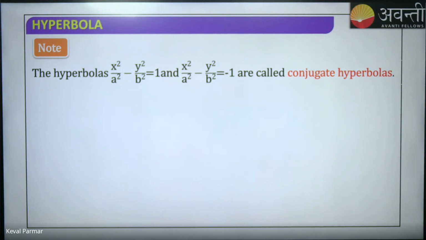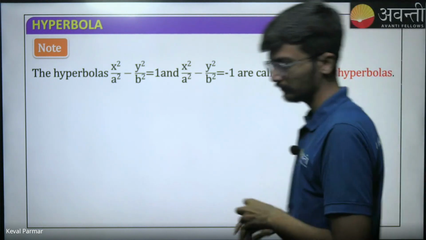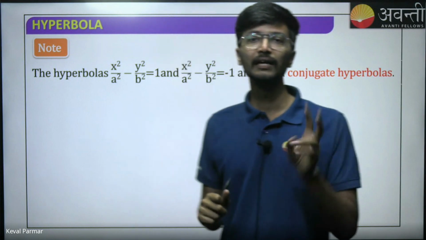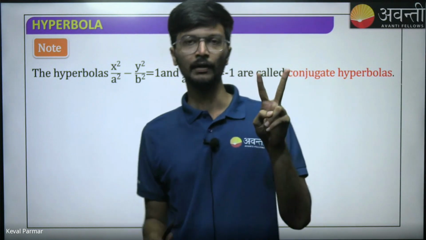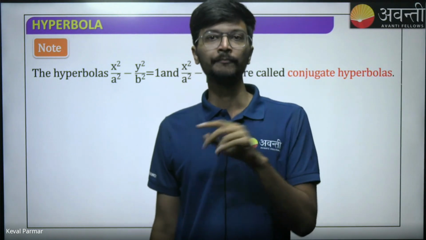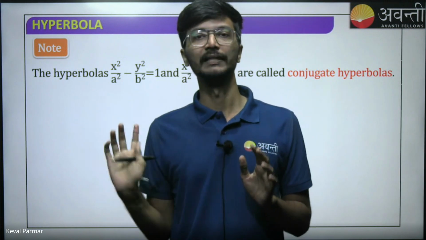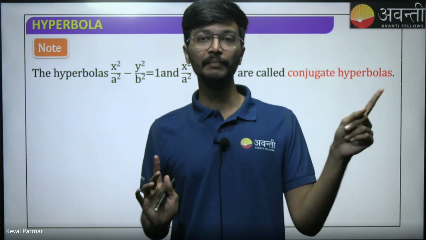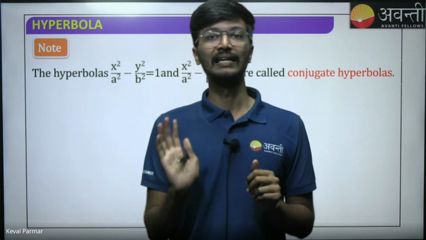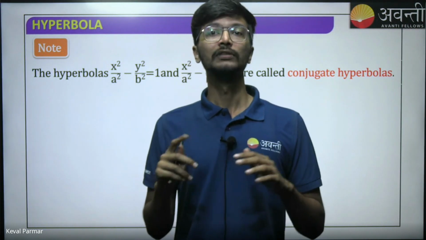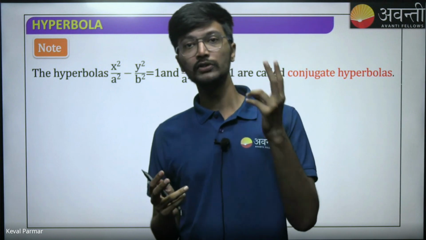Here is a very important thing. As you know, in ellipse, we had two standard forms, right? The equations were the same, just the different forms were based on the values of a and b. One was a greater than b, the other was a less than b. Correct? Similarly, in hyperbola also, we have two standard hyperbolas.